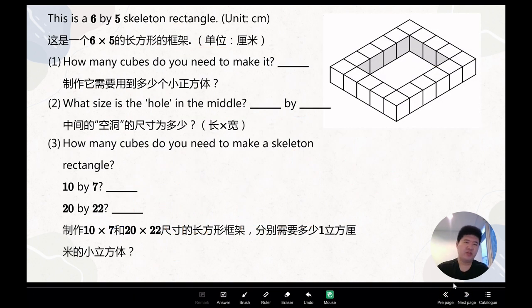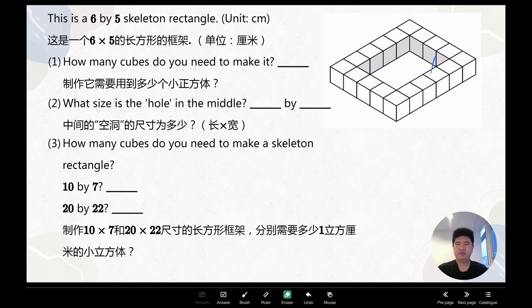Okay, let's move to the next one. The next one is quite a simple one. It looks a little bit similar to the box inside another box. 它这个题目和我们在之前课上讲的那个盒子套盒子的题有点像。So in the beginning, it says it's a 6 by 5 rectangle. 它这是一个6×5的长方形的框架，是框架。So the part in the middle has gone.